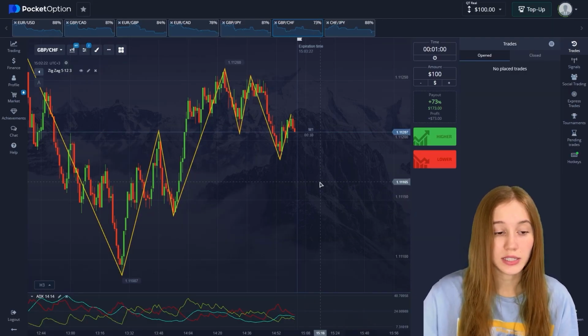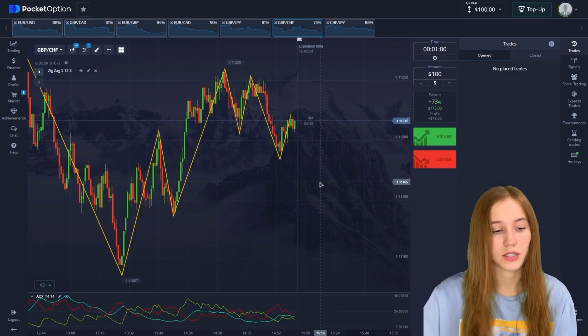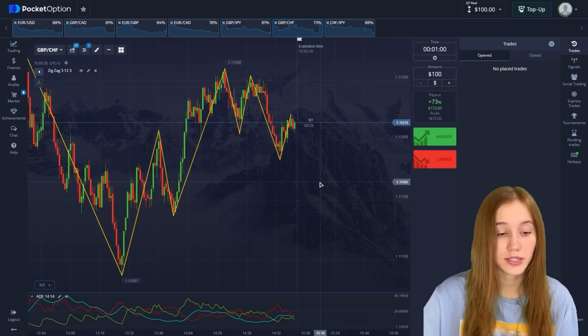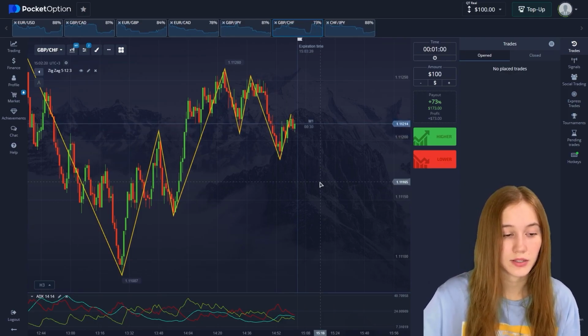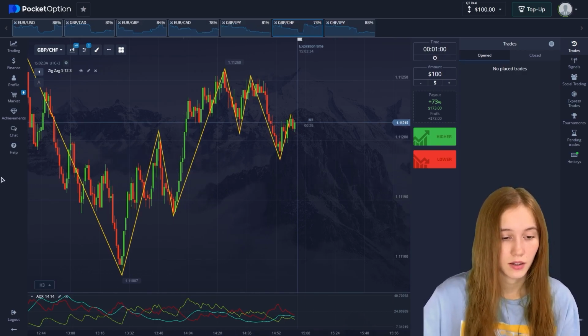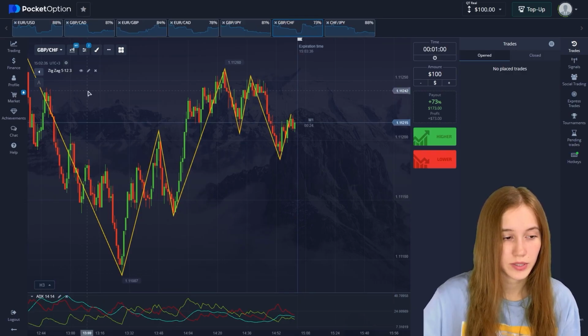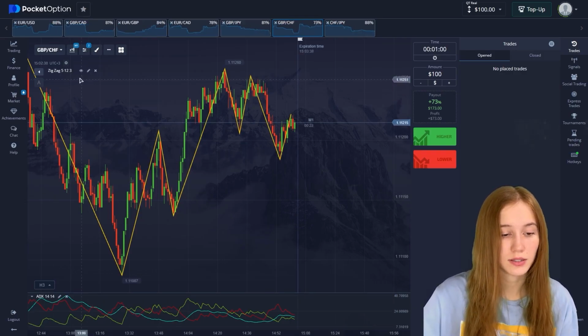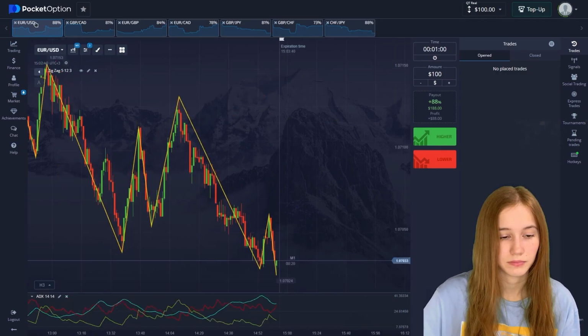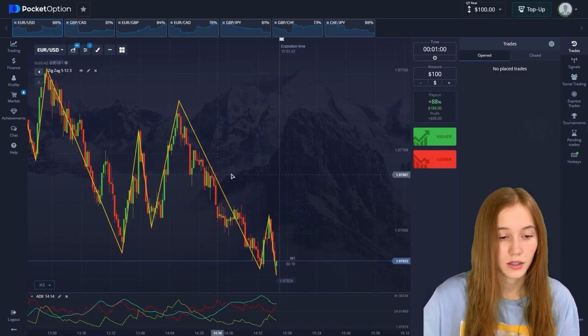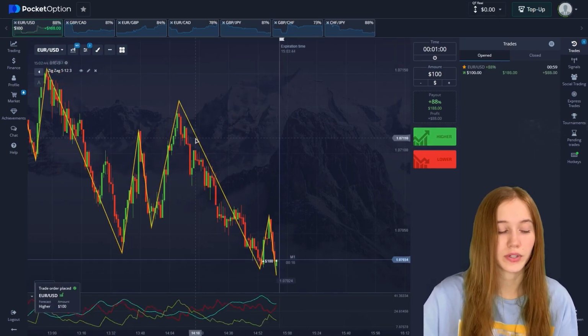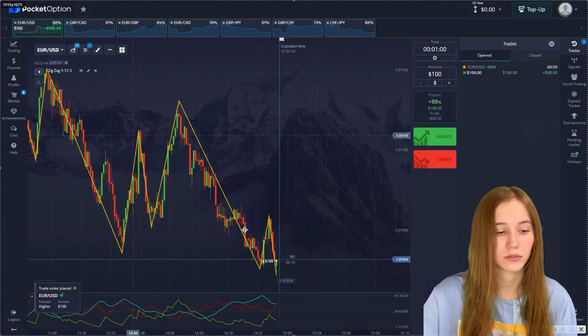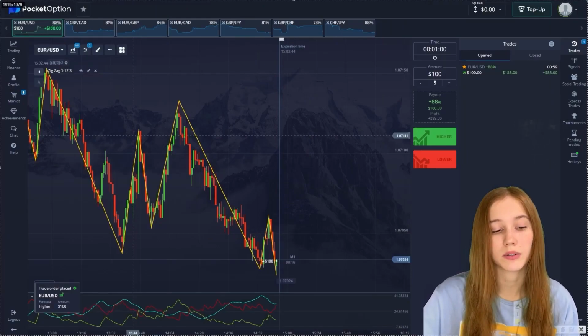So let's move on to the trading session and to our currency pairs. We start with our first currency pair. Here we are on the first currency pair. Let's go up and begin our technical analysis.